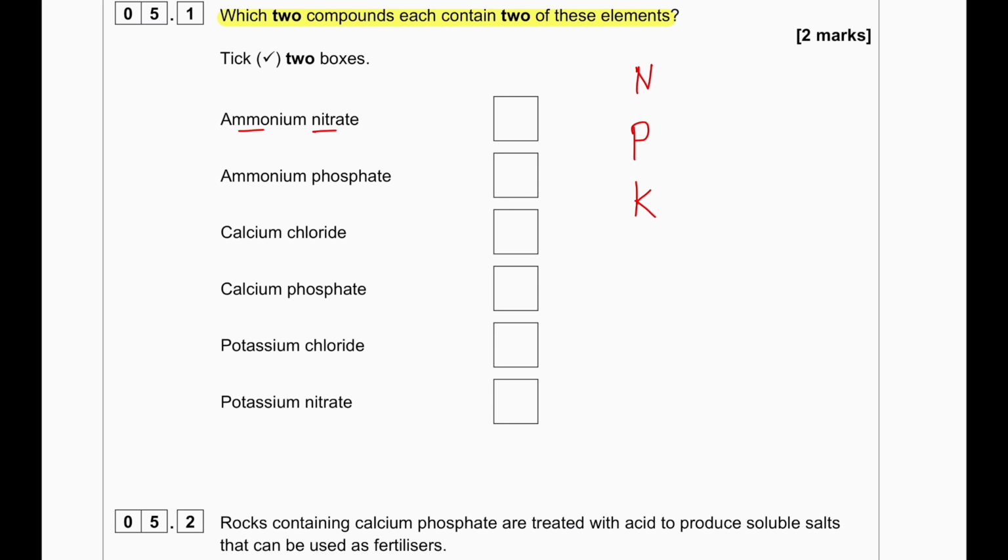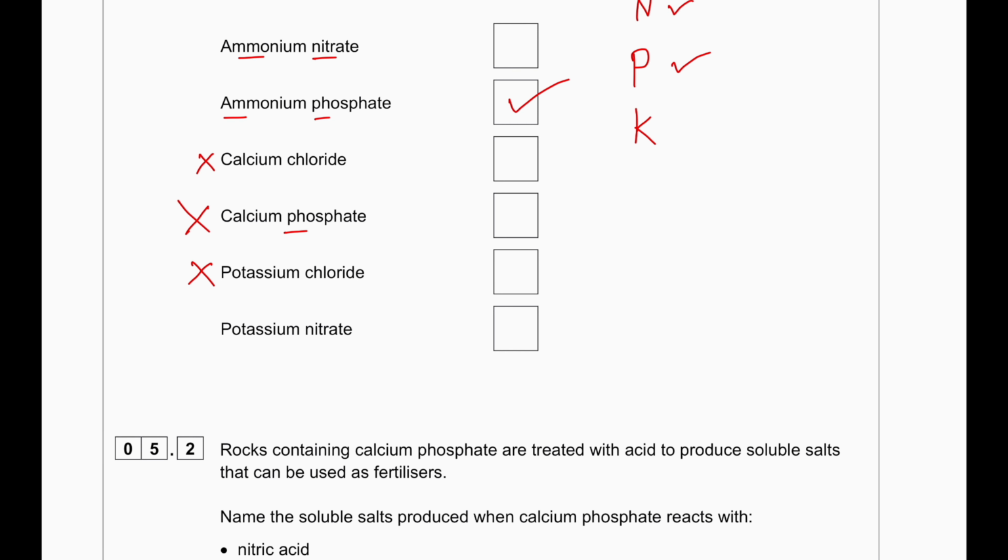Nitrate also contains nitrogen. So ammonium phosphate consists of nitrogen and phosphorus. Calcium chloride does not contain any of these components. Calcium phosphate has phosphorus, however does not have nitrogen or potassium. Potassium chloride has potassium but does not have nitrogen or phosphorus. And potassium nitrate contains potassium and nitrogen.